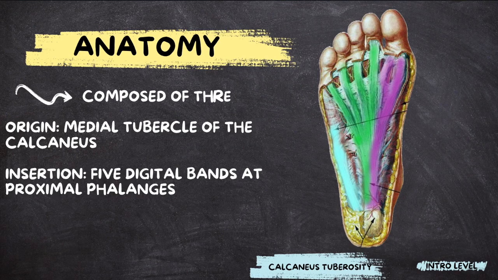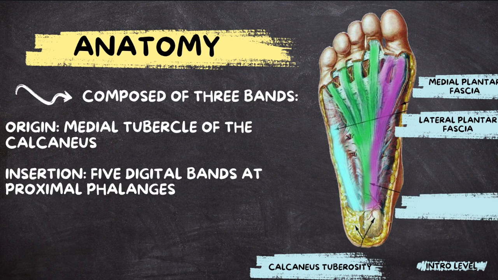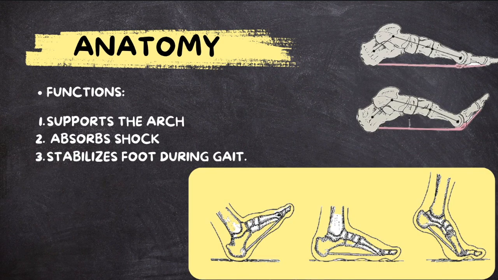It consists of three bands: the medial plantar fascia, which is highlighted in purple, the lateral plantar fascia, highlighted in light blue, as well as a central band, which is the most clinically relevant, and combined they are called the plantar aponeurosis. A high yield point is that the primary function of the plantar fascia is arch stabilization and shock absorption during gait.